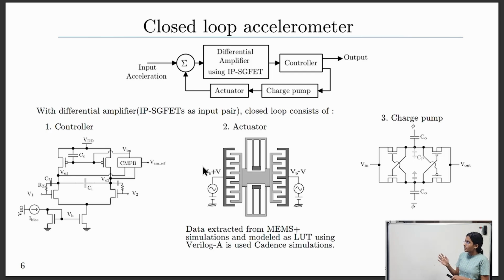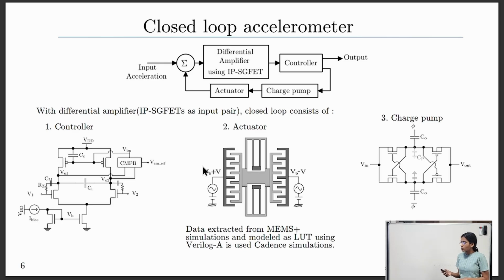So when an acceleration is applied and the gate displaces, to bring it back to the zero position, the voltages VB plus or minus V are applied, which will generate the necessary force to bring the gate back to the zero position. When this actuator was simulated in MEMS Plus for an acceleration of plus or minus 5G, voltages up to 17 volts were required to balance the gate in the mean position.